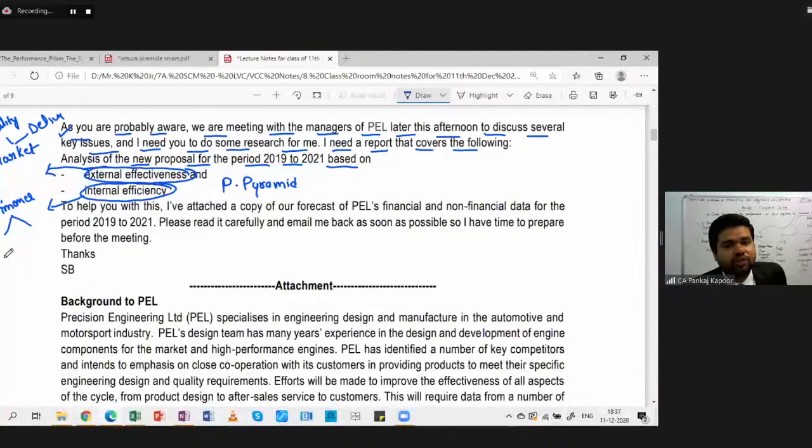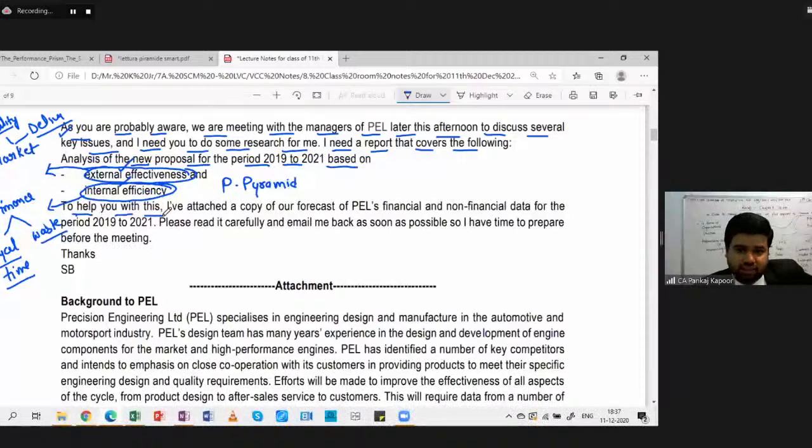How will you do that? By reducing the cycle time and by reducing the waste. So two things you need to improve or enhance, and two things you need to reduce, in order to get external effectiveness and internal efficiency. Agreed? So easy question. Read further along with me. So he gave you the hint of the model here.